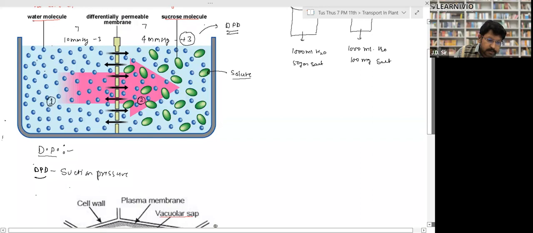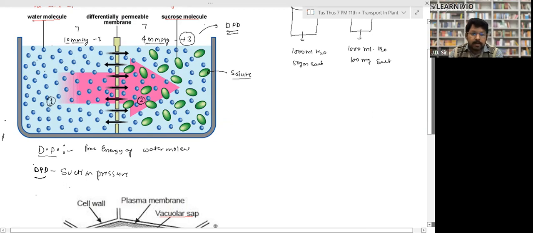Diffusion pressure is just the free energy of water molecules, right? So you can understand here the free energy is more, and here in number 2 the free energy is less. So movement will take place from where? From higher free energy to lower free energy, means from higher diffusion pressure to lower diffusion pressure. Is it clear? So suppose that here diffusion pressure is 10 mmHg and here diffusion pressure is 4 mmHg.